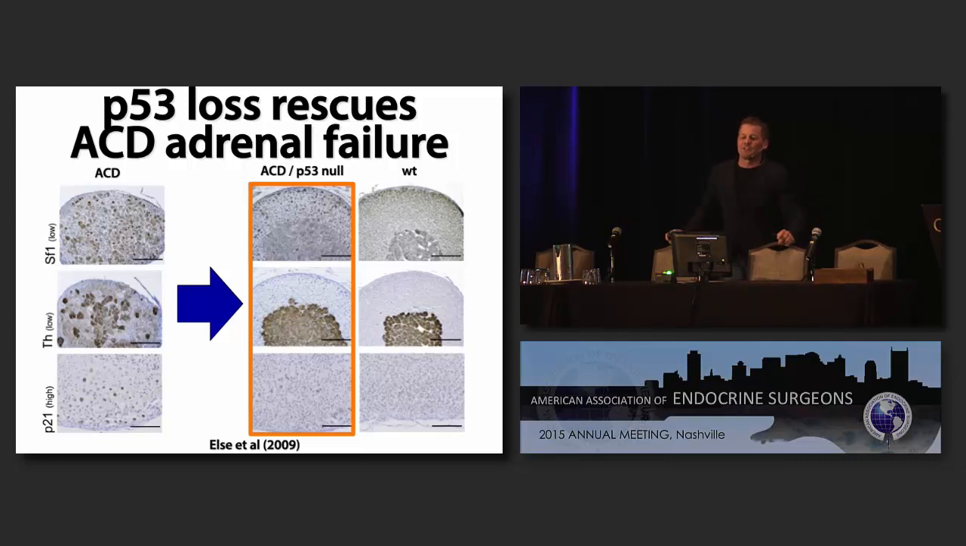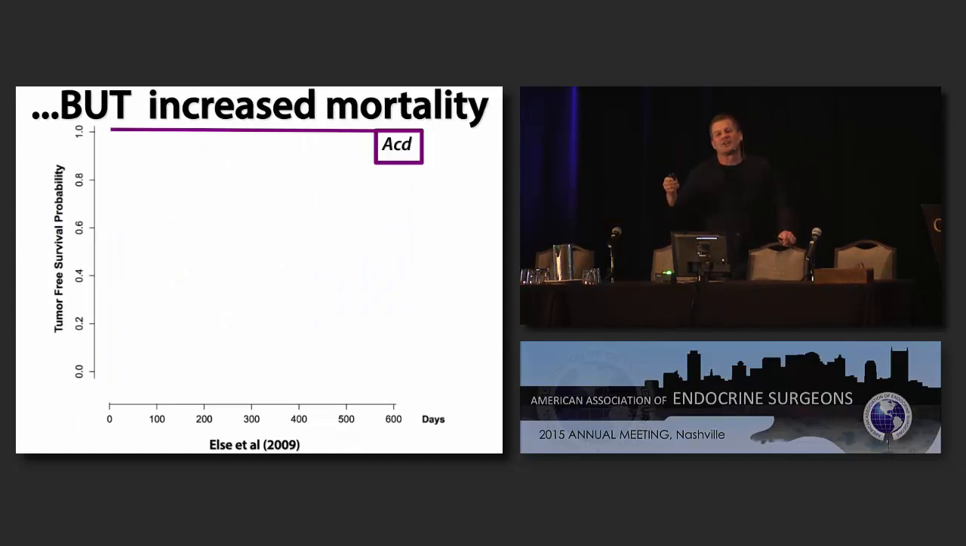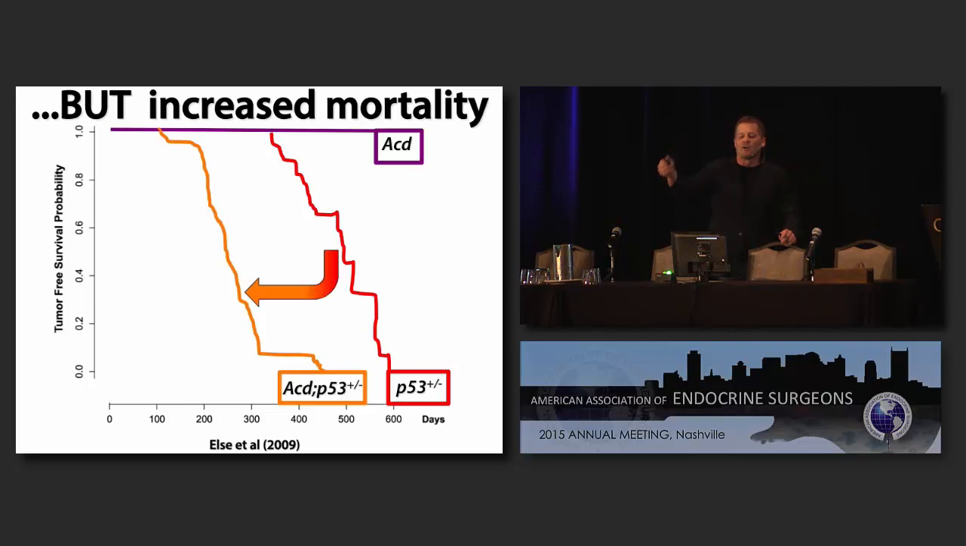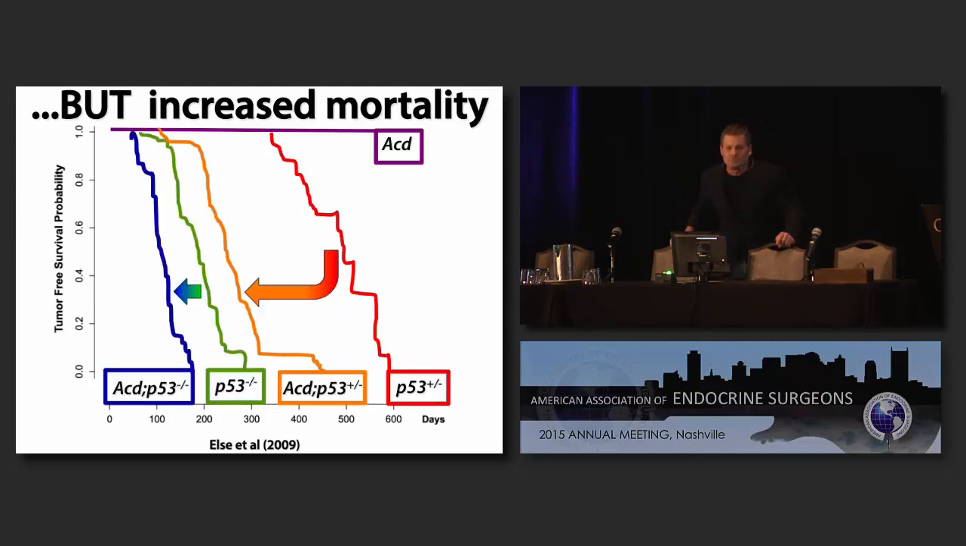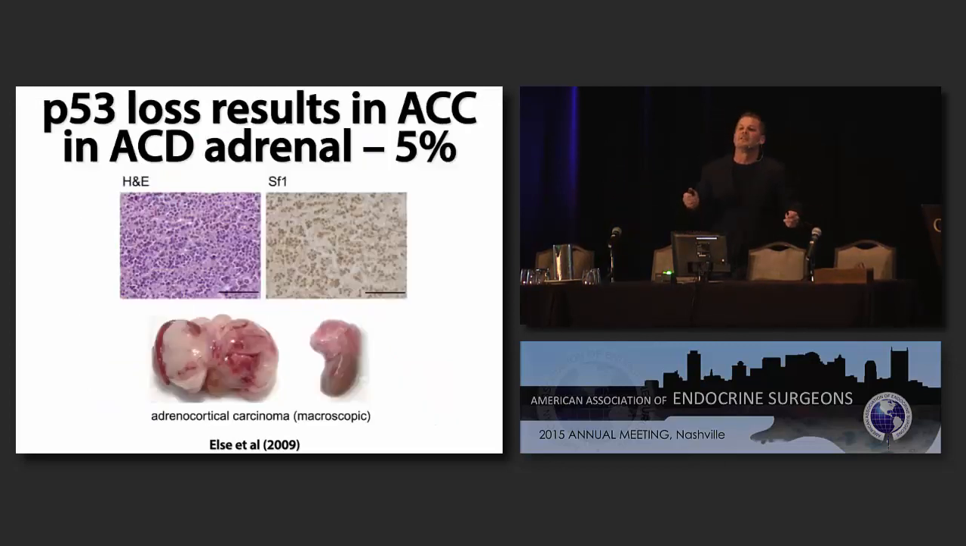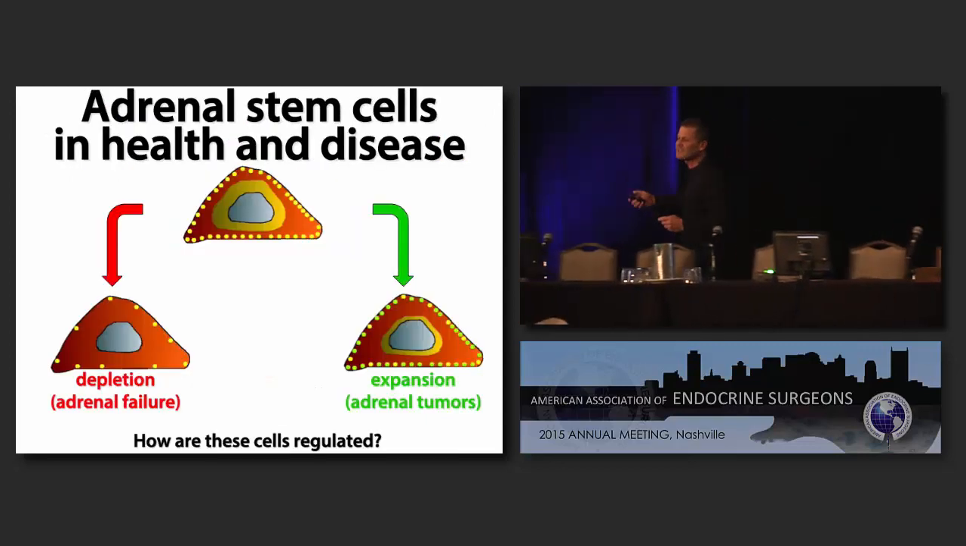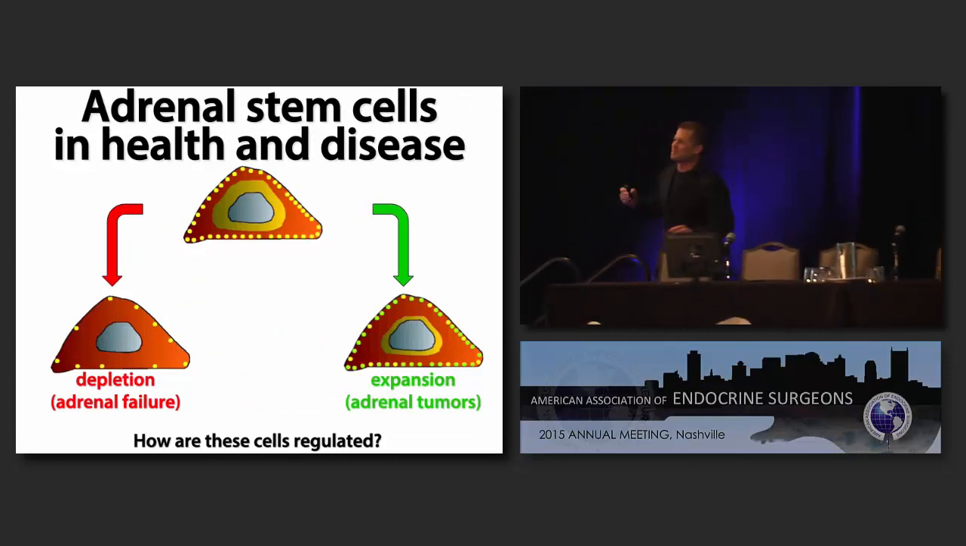The progenitors were rescued, but the mice started dying fast. And indeed, as he crossed in the heterozygote and the homozygote allele, these mice died fast and faster than normal. And what he was able to show is they died of the normal P53 diseases, which is Li-Fraumeni, meaning sarcomas, lymphomas. But guess what? These mice also got adrenal cancer now. Only 5%. But this was exciting to us because it was the first hint that these progenitor cells were important.